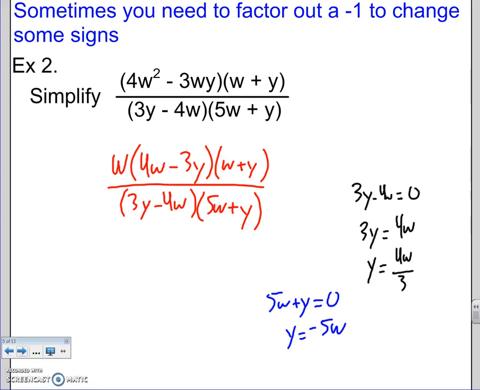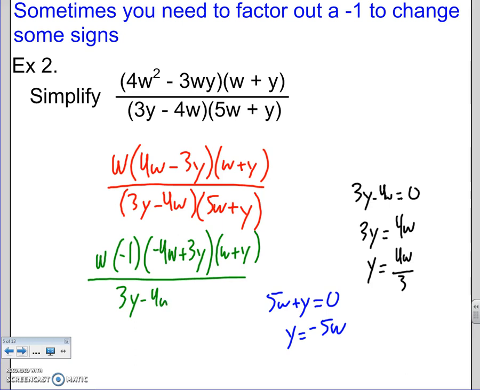Now, there's nothing that cancels out. But you see that second parentheses, this thing right here has 4w and 3y. This down here has 4w, 3y, but the signs are different. So if the signs are different, you take out a -1 from either one. I'll take out from the top. So if I factor out a -1 in that first parentheses, it'll become -4w plus 3y. This is w plus y. The bottom stays exactly the same. All right, well, you could rearrange the order. You make it +3y minus 4w, but now we can cancel this. And that should be it.